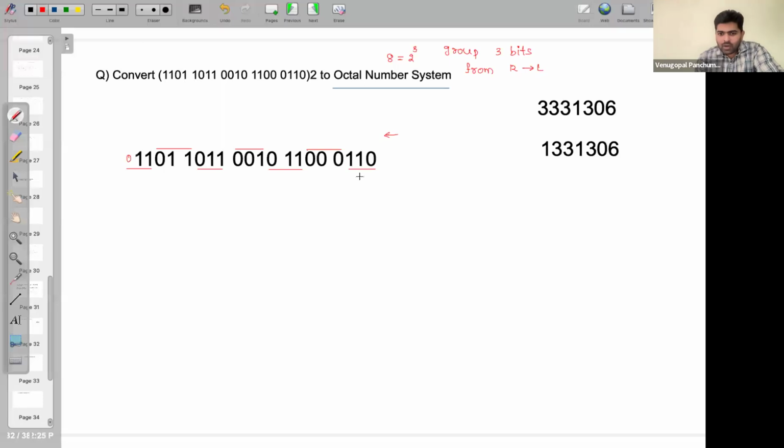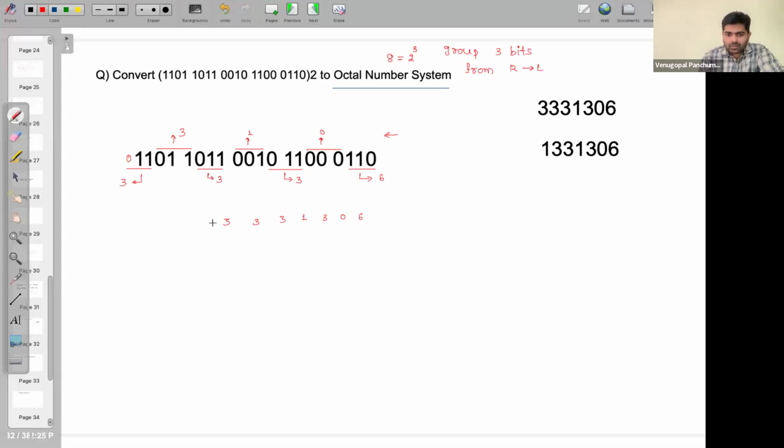Now what is the decimal for this? 6. I am writing directly because you are already good with that. What is the decimal for this? 0. For this? 3. For this? 1. For this? 3. For this? 3. Again, this is 3. So when you write all this: 3, 3, 3, 1, 3, 0, 6.